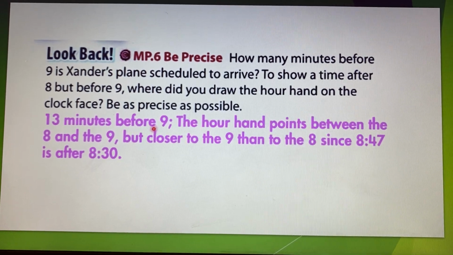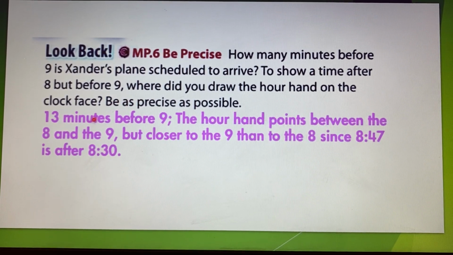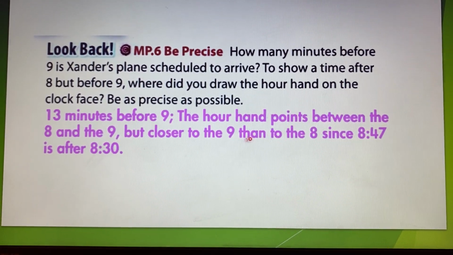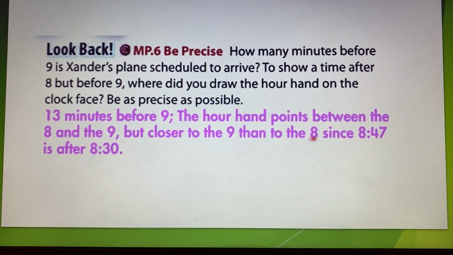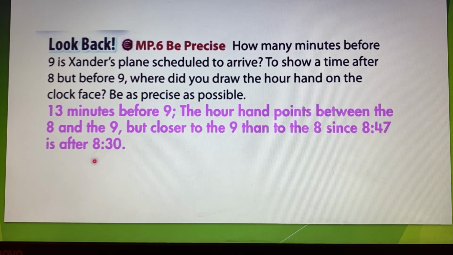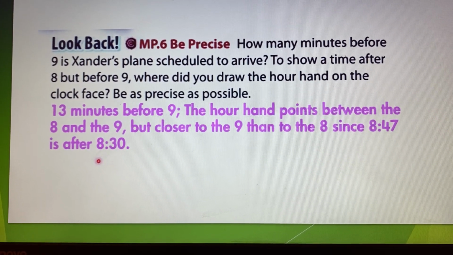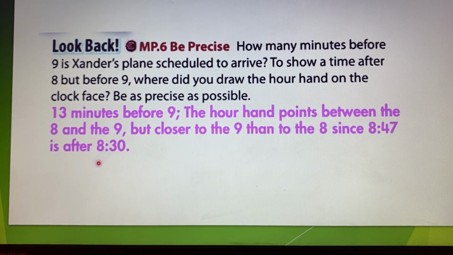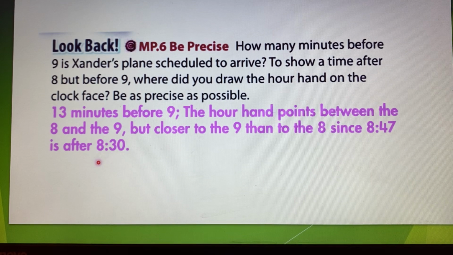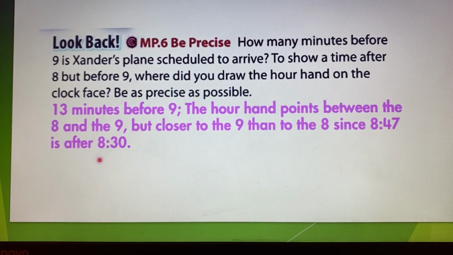13 minutes before 9. The hour hand points between the 8 and the 9, but closer to the 9, as I told you, than to the 8, since 8:47 is after 8:30. So as I told you, it's closer to becoming 9. So the hour hand will be closer to 9.